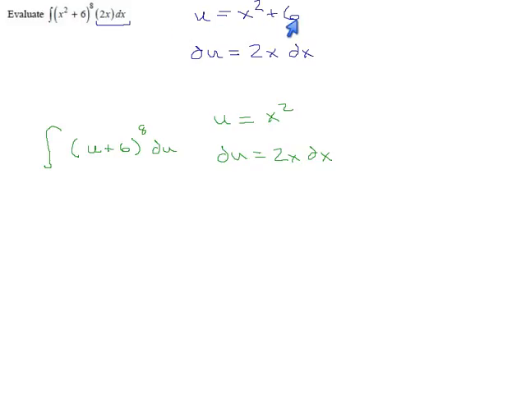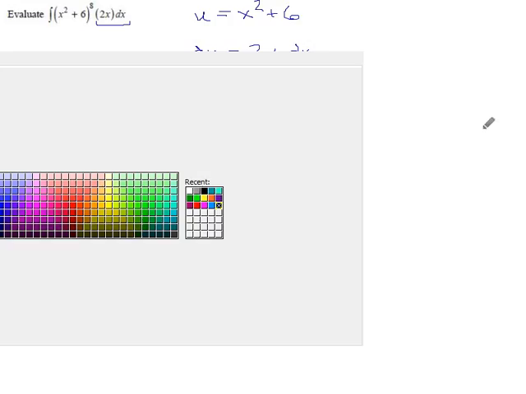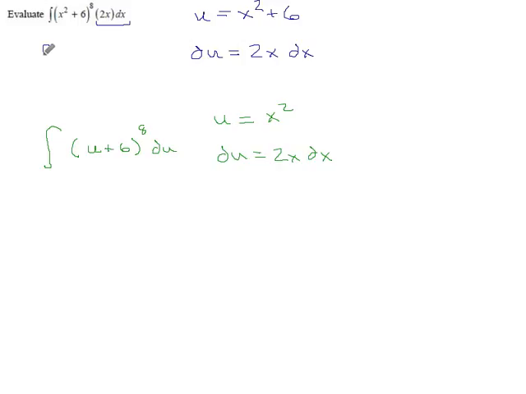if you include the 6, it doesn't really make any difference to the derivative, so why not include it? You kind of get rid of the 6 for free. If you do it and include the 6 in your substitution, then your integral ends up being just u to the 8th dx. So this is even simpler.